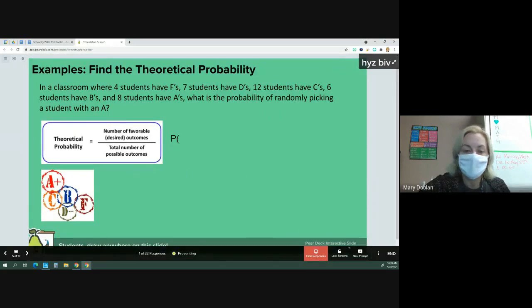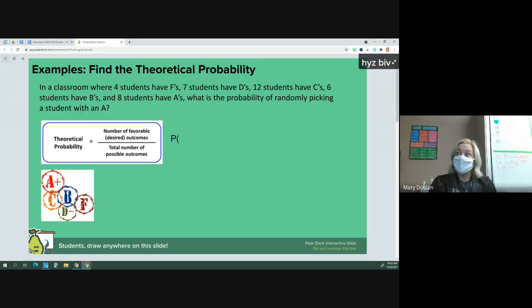Right, so probability of, so I can just make that shorter by putting capital P and then parentheses here, and then inside the thing that I'm trying to find the probability of is randomly picking a student with an A.